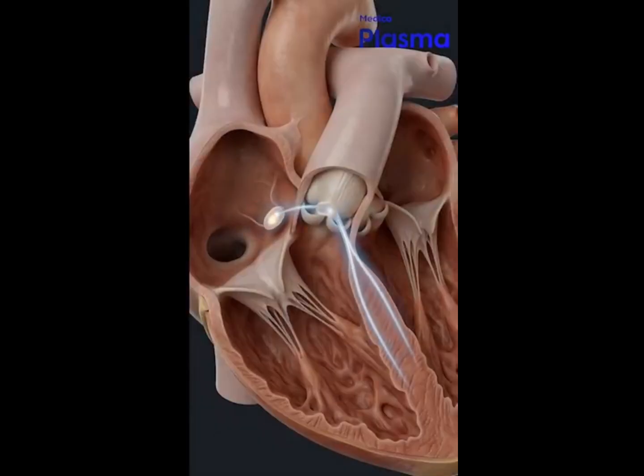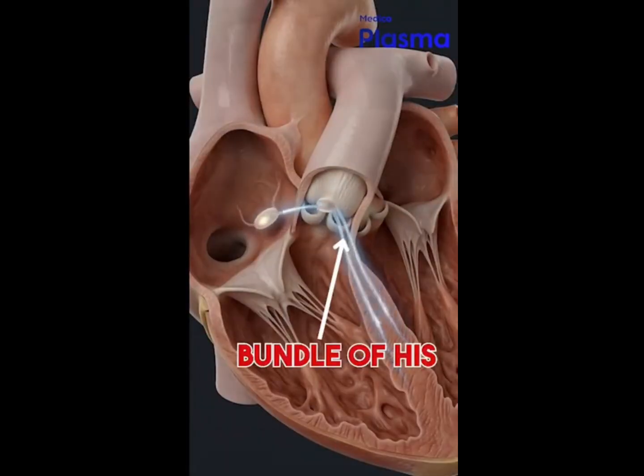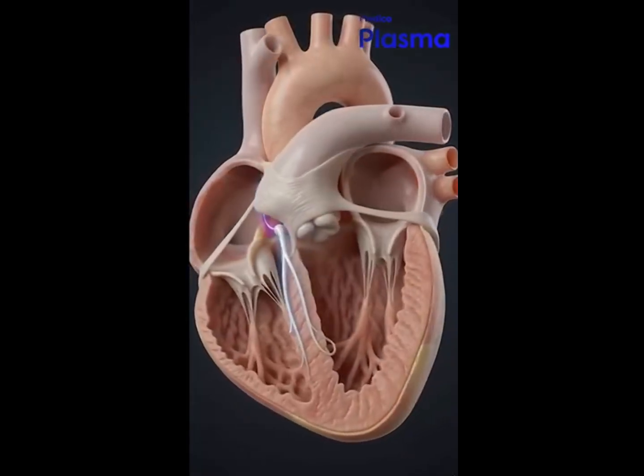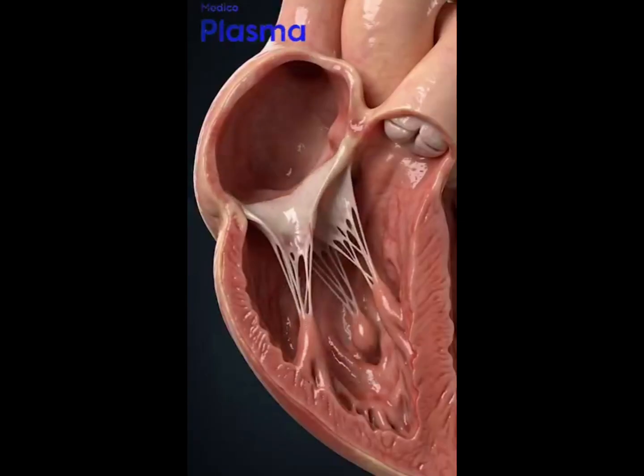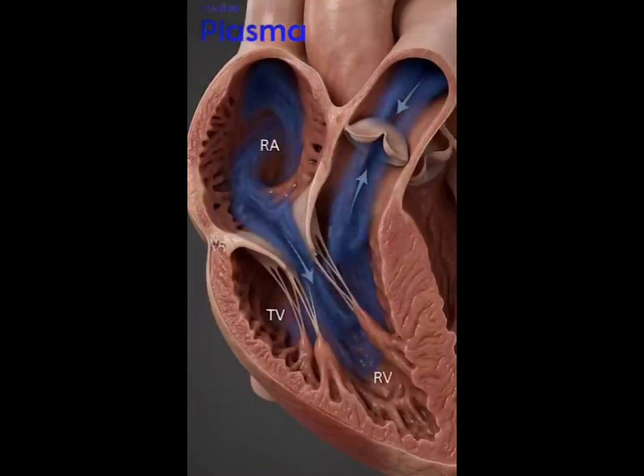From the AV node, the impulse enters the atrioventricular bundle, also known as the bundle of His, which forms the only electrical connection between the atria and ventricles. The right ventricle can be identified by its characteristic internal features as blood flows from the right atrium into it and then to the lungs.